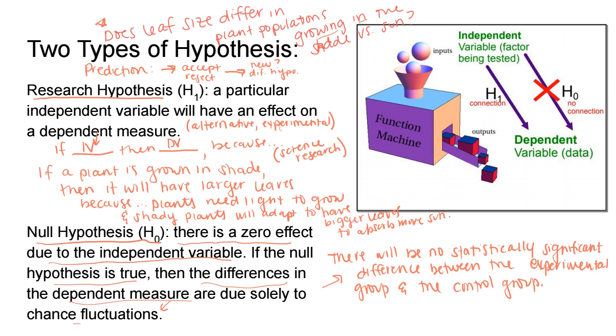So if you look at this figure up here, you can kind of see that the research hypothesis is connecting the independent variable, cause and effect. But when you write a null hypothesis, you're stating that this independent variable is not going to affect the dependent variable. Again, those are just two different types of hypotheses you'll be asked to write.